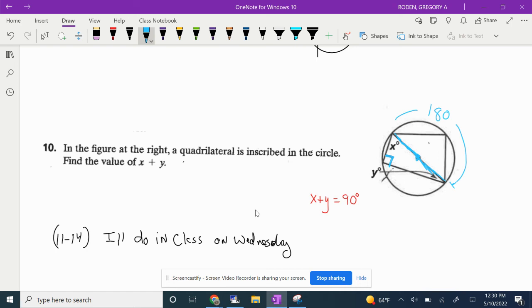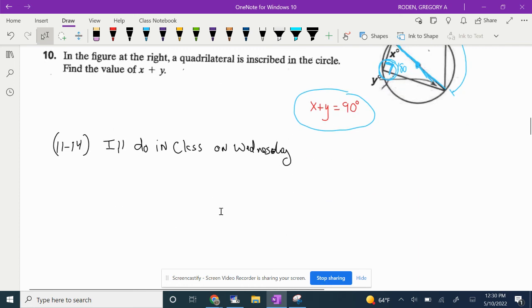So we don't know what x and y are, but we know that when you take x plus y, it has to be 90 because this triangle here has to add up to 180 degrees inside it, and therefore x and y have to equal 90 because you already have the 90 in the corner right there.